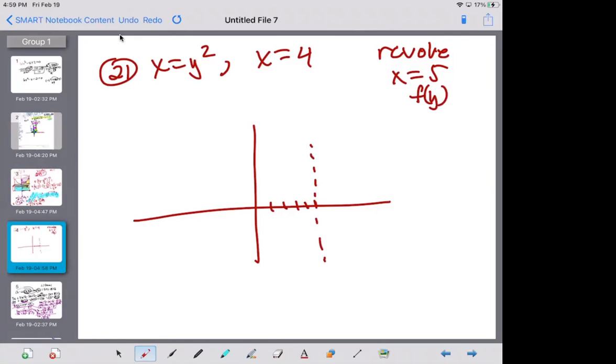All right, so we're going around something like the y-axis, so we need an f of y. So I'm going to square root this, and I get y equals plus or minus square root of x. Chances are I don't need both of those pieces, but we'll see.